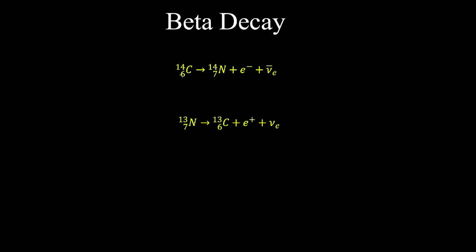Beta decay is another type of radioactive decay that occurs in two processes. And the first one we'll look at is beta minus decay, where a neutron changes to a proton. So this occurs because the neutron to proton ratio is too large, causing the nucleus to be unstable.